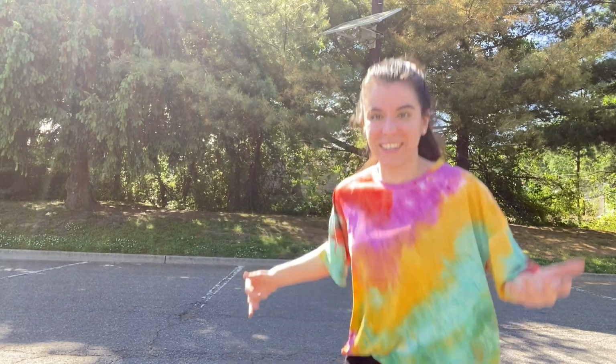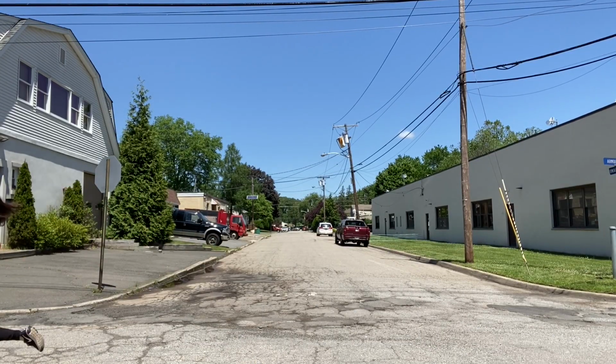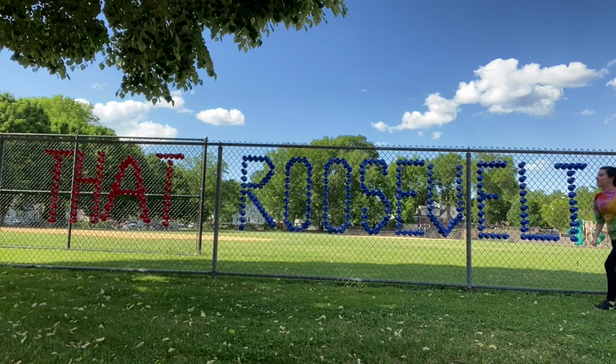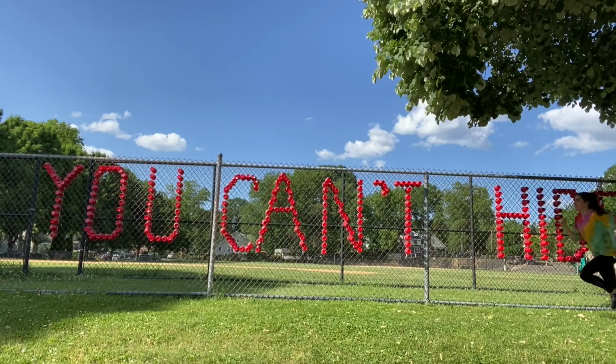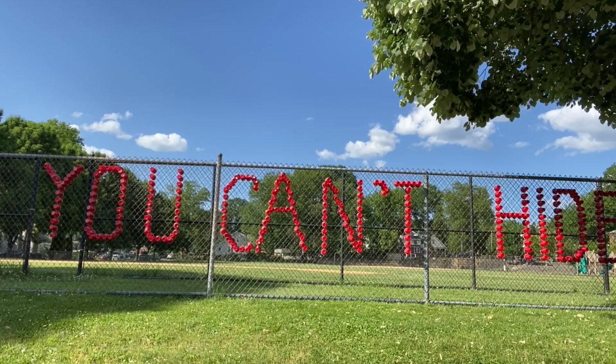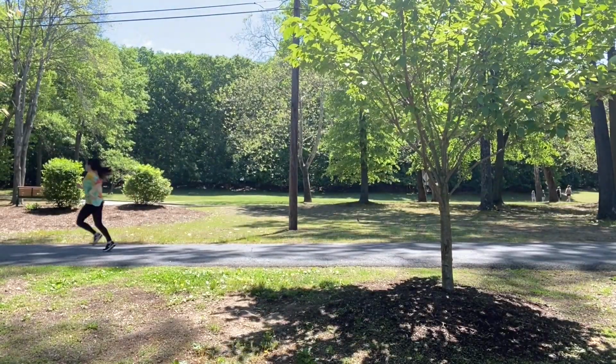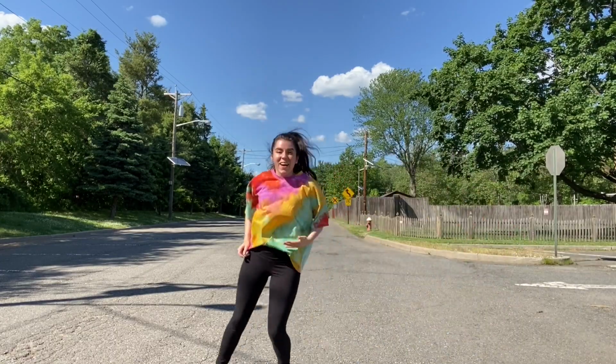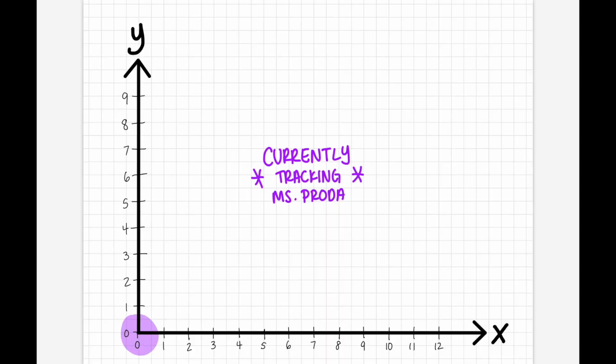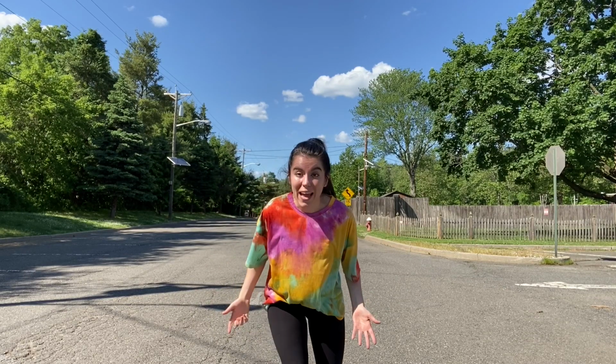Let's see what happens when Miss Proda runs back to the origin. Now I'll run back. I'm back. Miss Proda is now back at the origin. If we take a look at the tracker, it confirms it. She's back at 0, 0. This means she just ran right along the x-axis and then she ran all the way back. Let's see where she's going to run to next. Now I'll run on the y-axis.